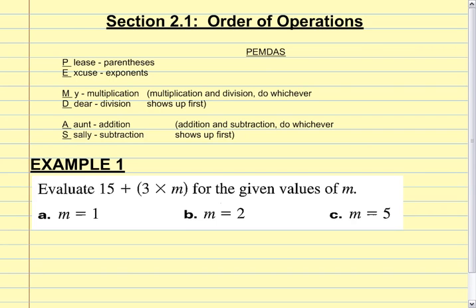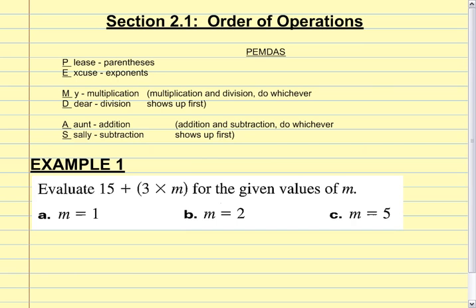Okay, folks, section 2.1, the order of operations. Operations are adding signs, subtraction signs, multiplication signs, division signs, exponents, and parentheses. Okay? And we always do them in a certain order. So you're writing this information down right now.